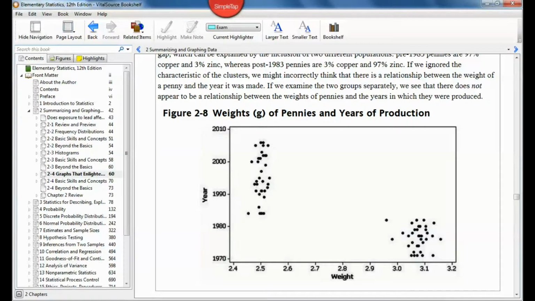So you can get useful information like that from a scatter plot, but the first thing you have to do is construct the scatter plot. And it's nothing other than making a horizontal and a vertical axis, labeling them correctly, and then plotting the points.